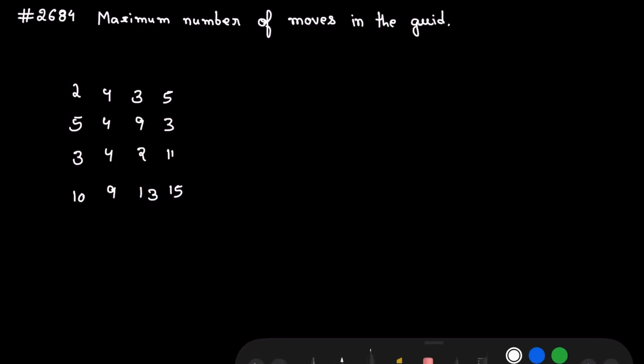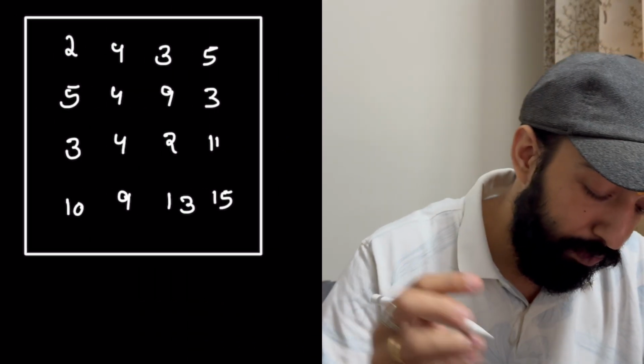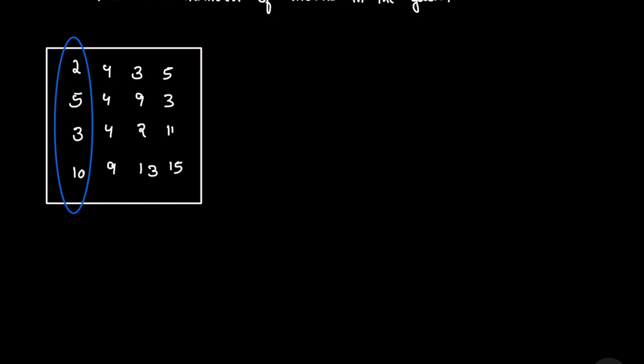First of all, we are provided a grid. Let me just write the grid for you. If you look at it, this grid is nothing but a two-dimensional matrix. The problem is pretty simple. You can start from the first column and move in the rightwards direction. This is important: just one condition, whenever you are moving, you have to move to a greater number.